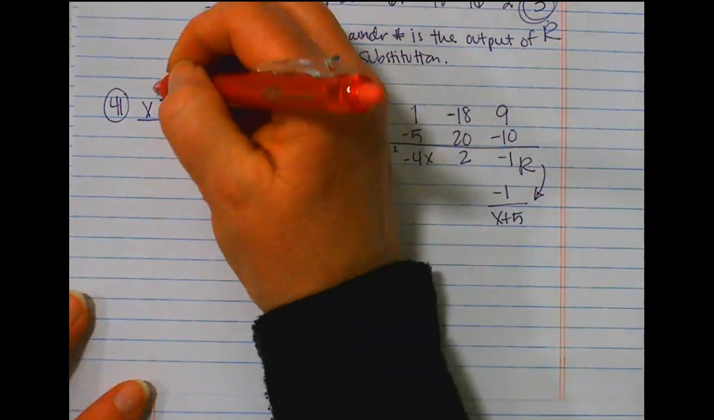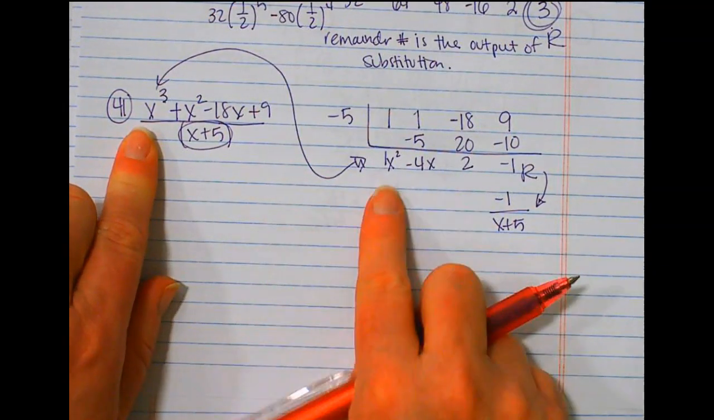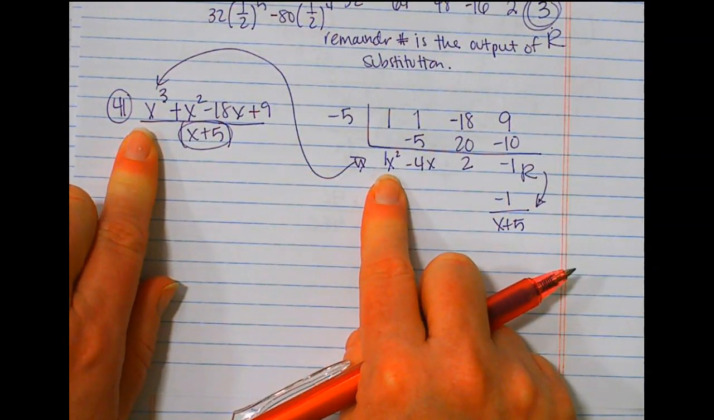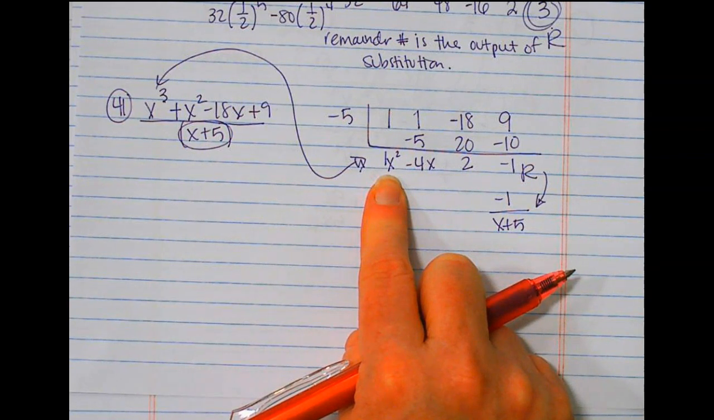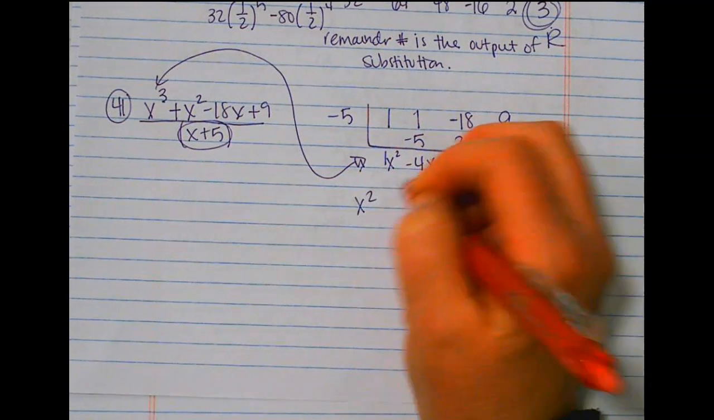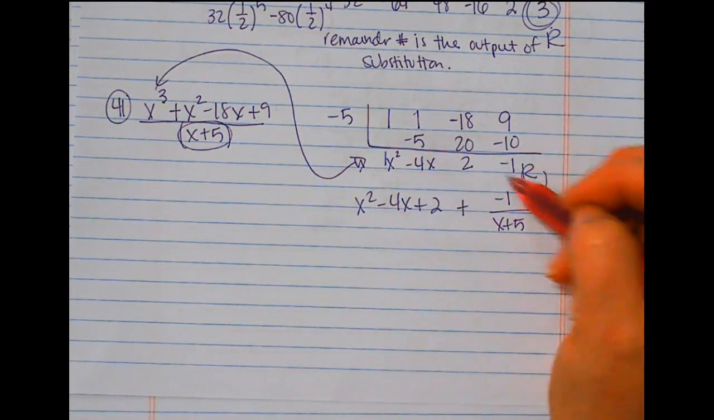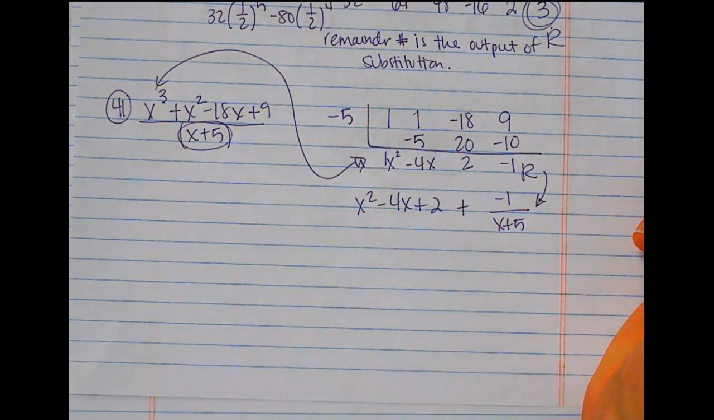But note that this x cubed is smaller. Now it's x squared. When you divide, it becomes a smaller number. So this one's x squared. So my final answer looks like x squared minus 4x plus 2 plus whatever I got for my fraction.